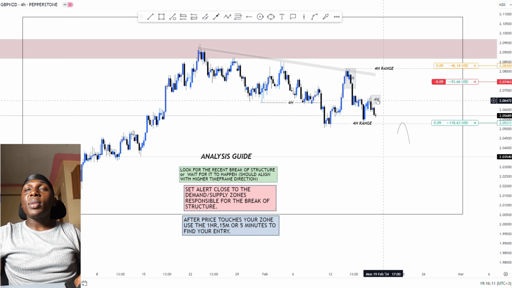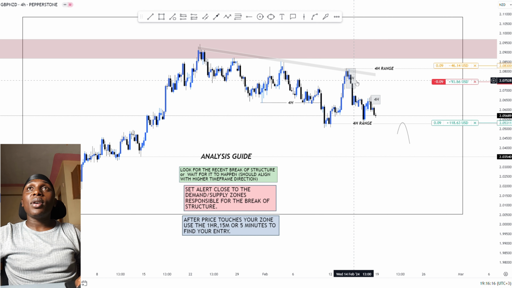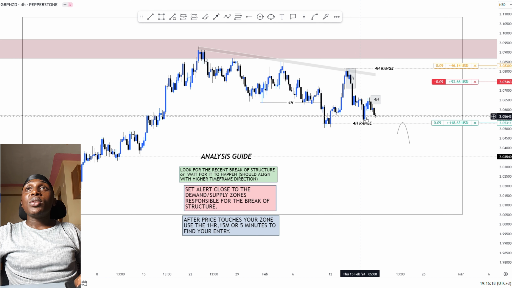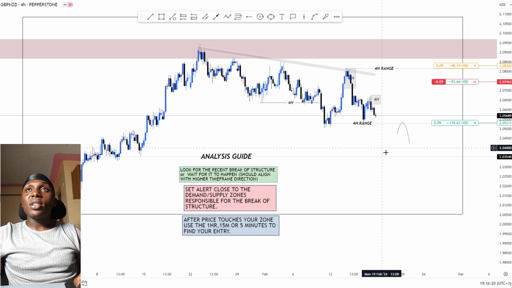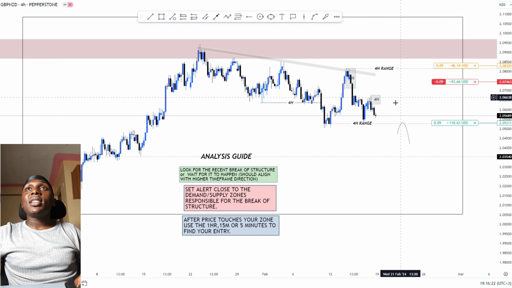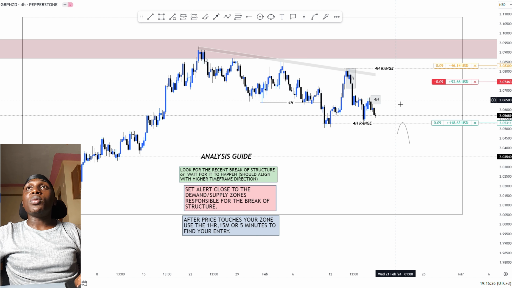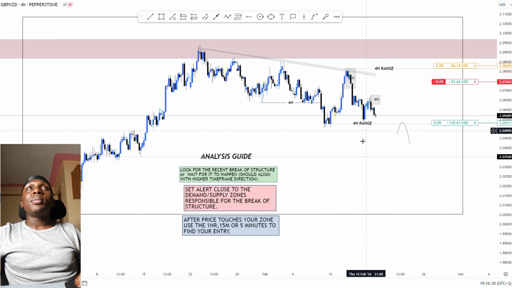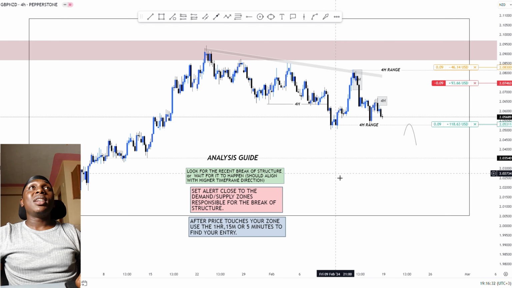This is the first supply zone, and the next extreme 4-hour supply zone is right here. So I'll wait for price to break the zone and come retest these 4-hour supply zones, and then I'll look for entry in the lower time frame. So that's it for GBPNZD. Let's look at the next currency pair.